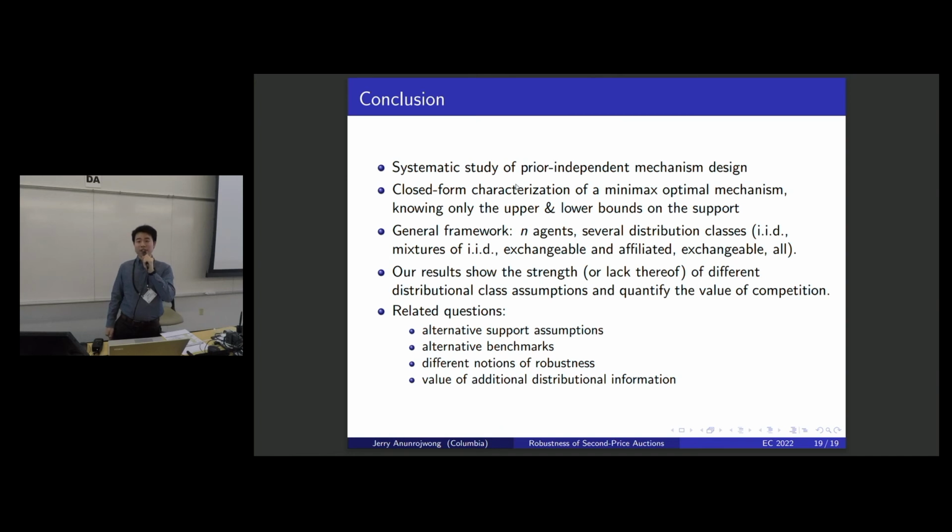There are many avenues for future work. We can look at different support assumptions, different benchmarks, different notions of robustness, and we can ask further questions about what the value of additional information about the distribution would be. That's all. Thanks for listening, and I welcome questions.